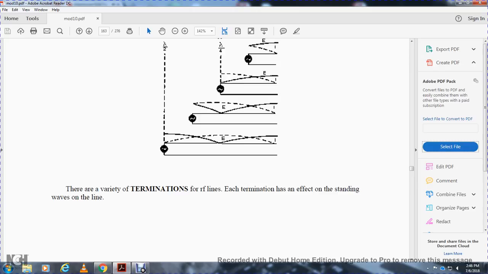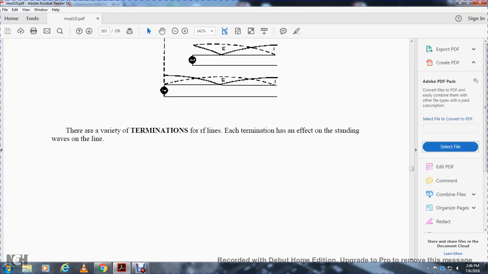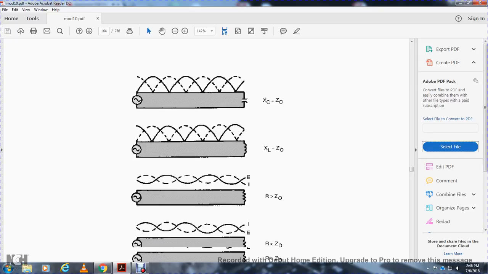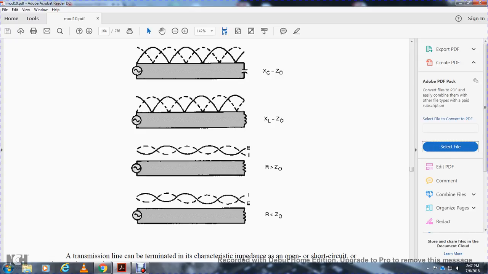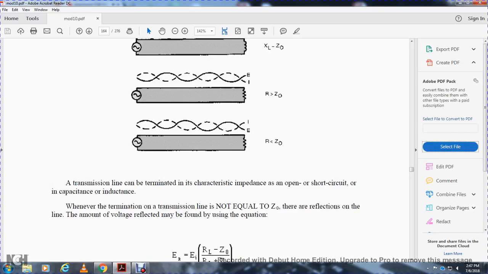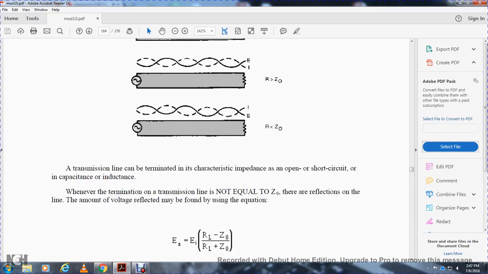There are a variety of terminations of the radio frequency line. Each termination has an effect on the standing waves over the line. Inductive reactance, resistance greater than the characteristic impedance, resistance less than the characteristic impedance. Transmission line terminated with the characteristic impedance. Open, short circuit, capacitive, or inductive.